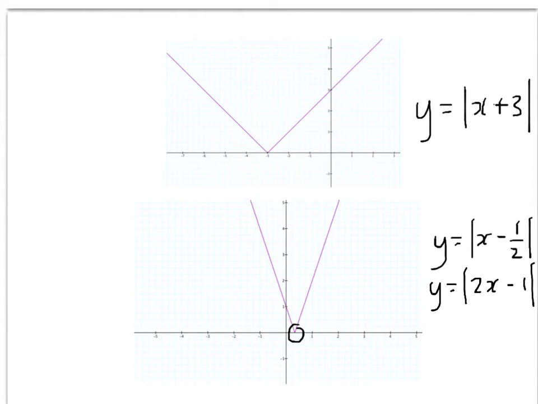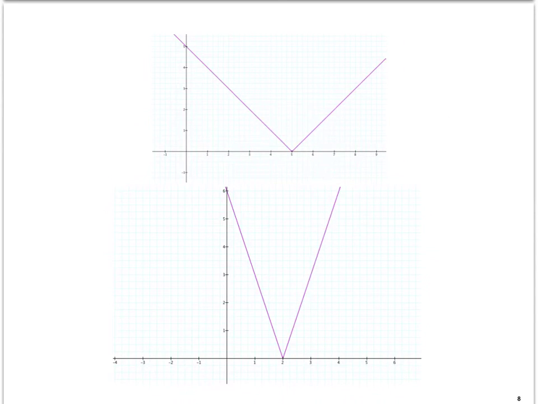Alright, next ones. Here's two more for you to have a go at, so just take a minute to try and do those ones. Right, here's the answers. This one here looks like it's just been shifted across 5. So y is the modulus of x minus 5, and the y-intercept is correct, so that looks good.